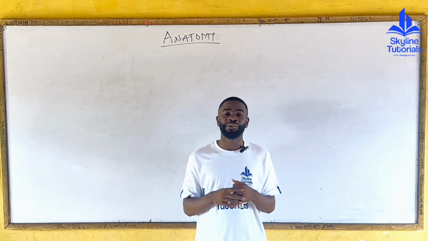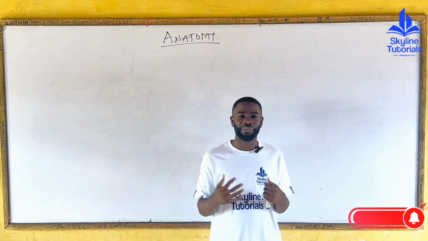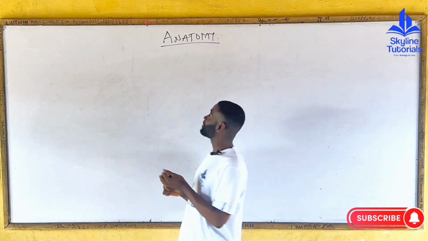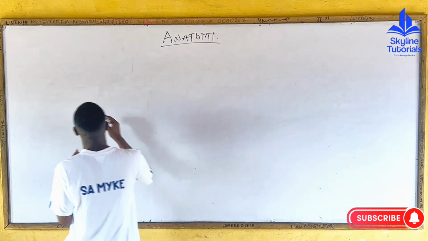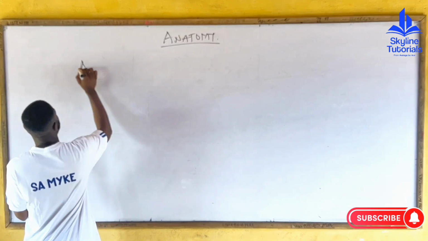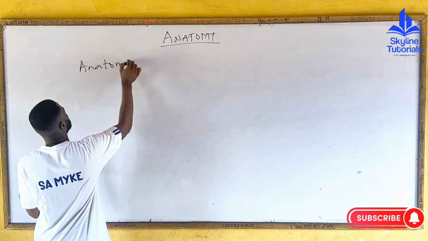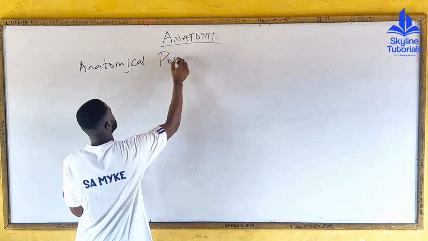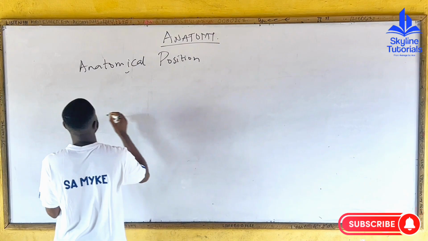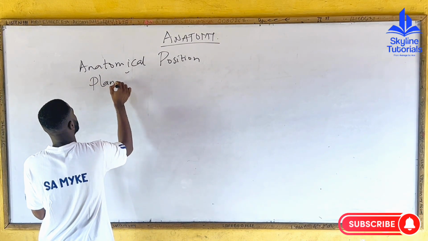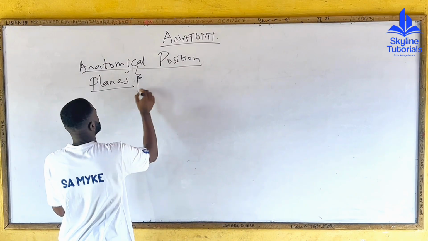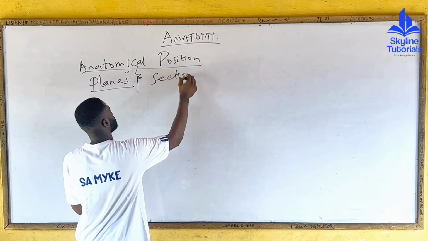For this episode, we'll be discussing anatomical position, planes, and sections. So, the objective of this class is to be able to define anatomical position, as well as note different anatomical planes and sections.